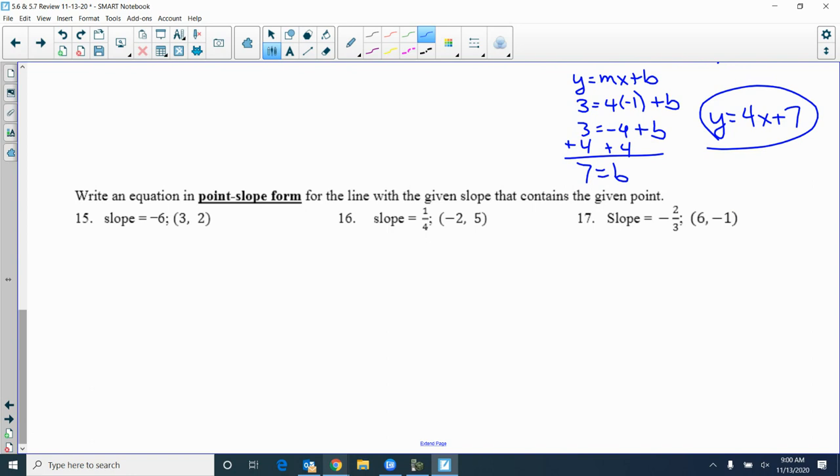Now, this last one is probably the easiest one, but it's probably the one you miss the most because you just forget and you don't really read the directions. Is there any question or do you know what's going on? For 17? Okay, so for 17, what do you put down? I got y equals -2/3 x plus 3.